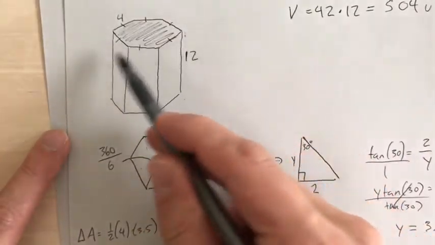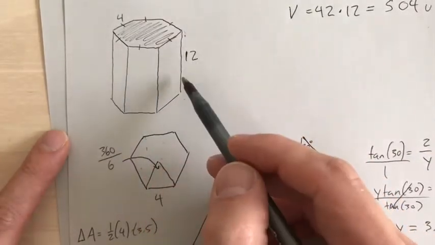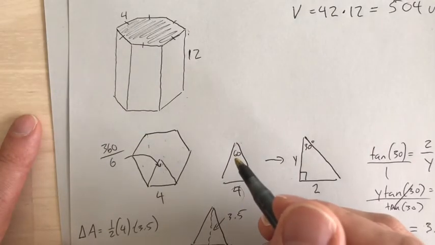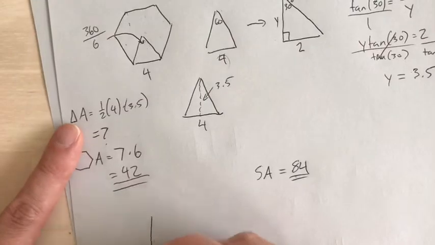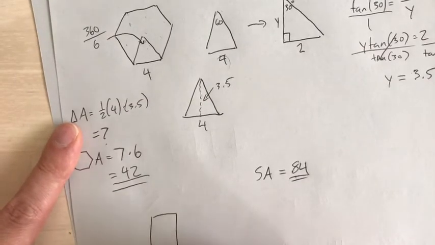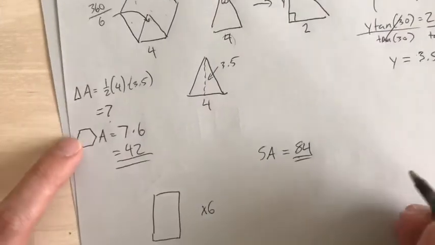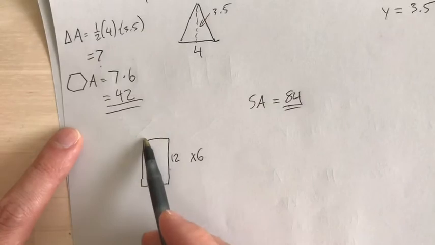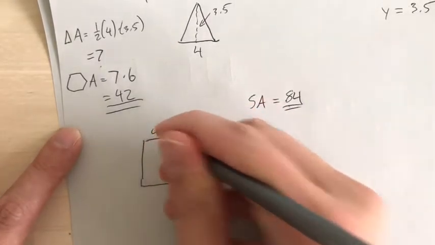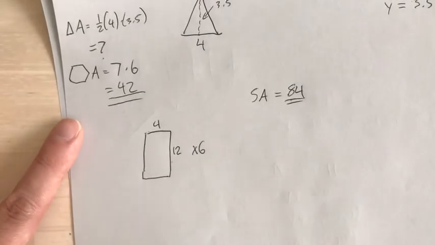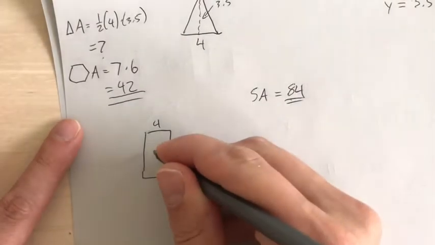But going around the outsides, you have a bunch of rectangles. Now, how many rectangles would there be? If you got 6, you are correct. Now, what would the dimensions of these 6 rectangles be? Well, 12 would be the height of it, right? And each width would be the sides of the polygon. Because they're all 4, all these rectangles are going to look like that. So we just need to find one of these areas. 4 times 12, so that's 48.